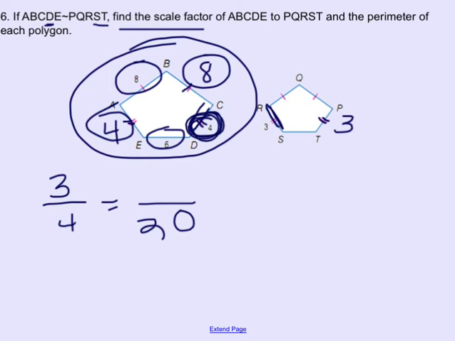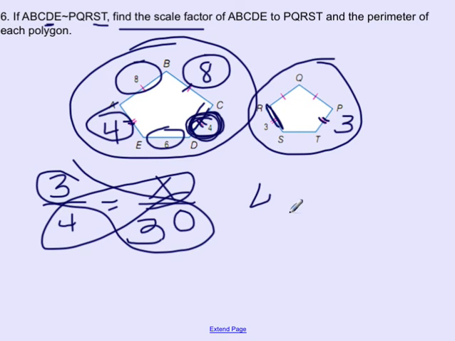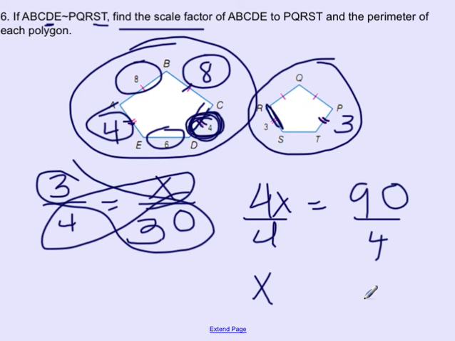So now I'm just going to write x. X is going to represent my perimeter of this guy right here. So let's calculate out the perimeter. I'm going to take 3 times 30 and 4 times x. So 4 times x is equal to 3 times 30, which is 90. Now I want to solve this for x, so I divide both sides by 4, and I get that x is equal to 22.5. So the perimeter of that second pentagon is 22.5.